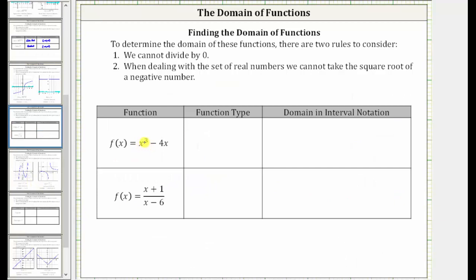Next we have f of x equals x cubed minus 4x. This is a polynomial function of degree 3, which is called a cubic function. For the domain, we can take any real number, cube it, and subtract 4 times the real number, and therefore the domain is all reals.